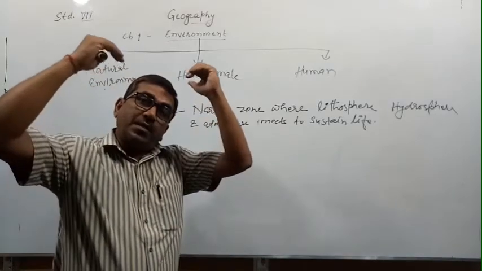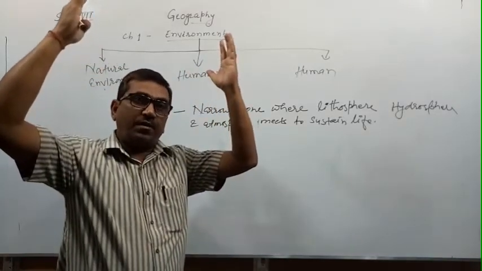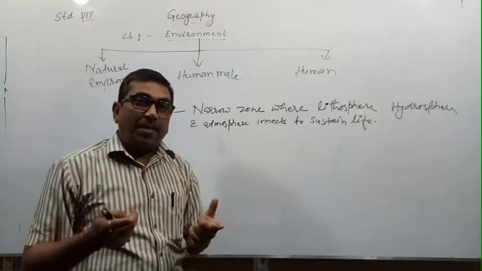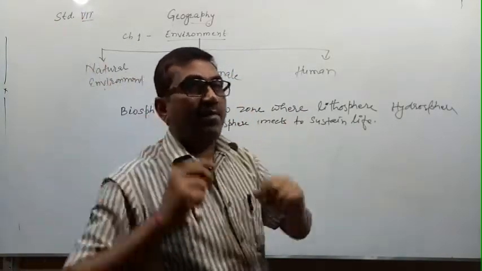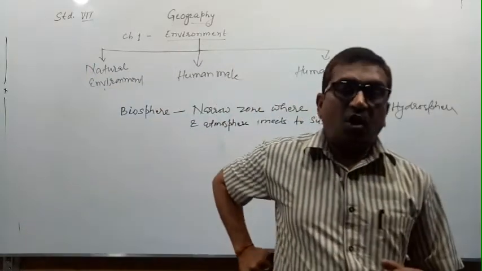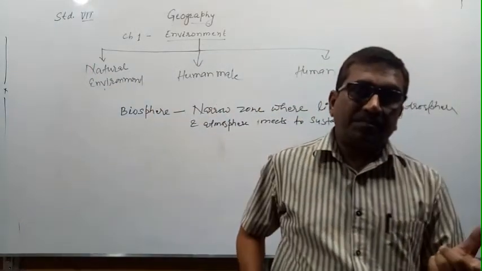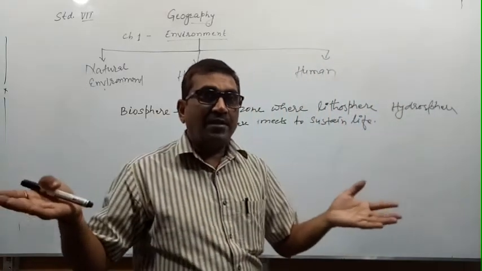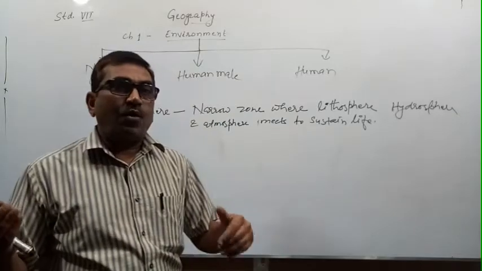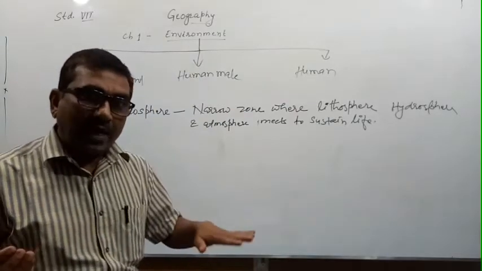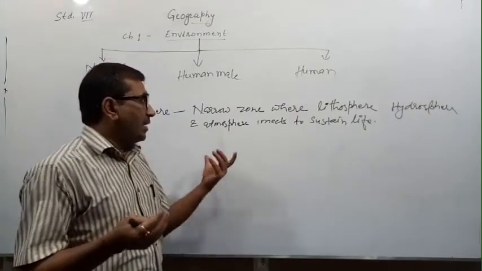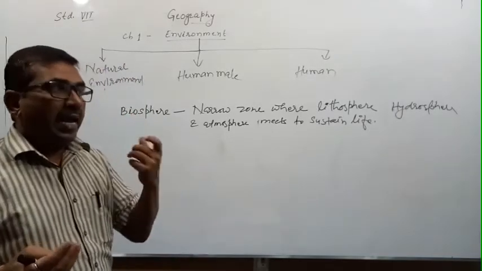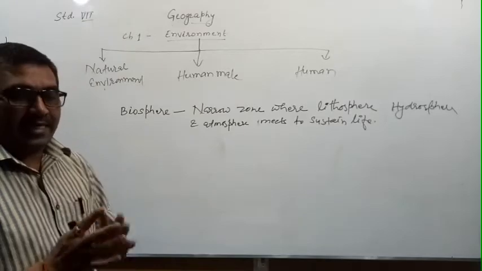If we go even higher in the atmosphere, these things are not available. It is not the biosphere. It means plants and animals cannot survive in space or higher in the air. Yes, some animals, birds go in flight, but for food and for water they have to come down onto the ground. That's why it is a narrow zone where lithosphere, hydrosphere and atmosphere meet which sustain life.